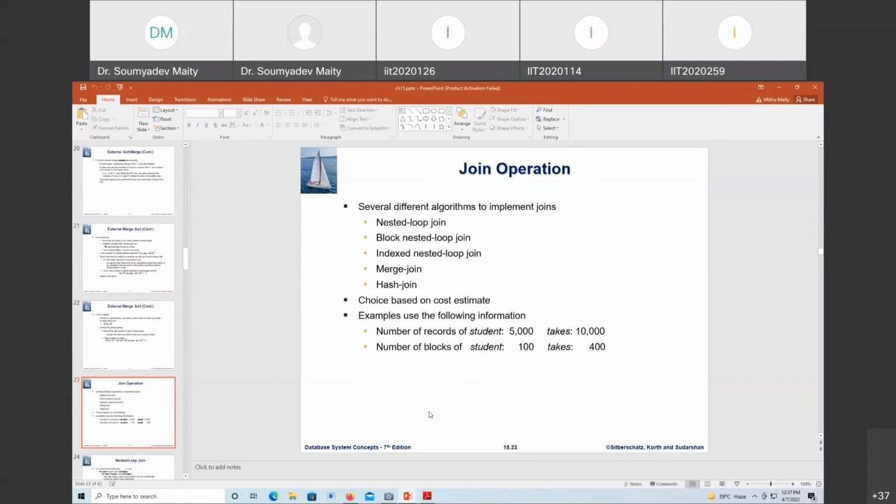Now, the next operation that we'll discuss is the join operation. First we discussed the selection operation, then we discussed sorting, and the third operation that we'll discuss is the join operation.